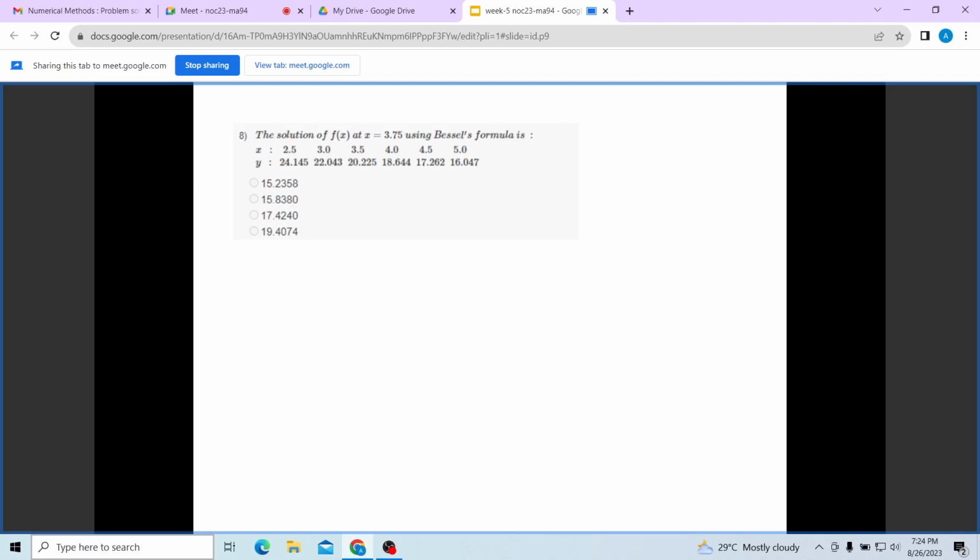19.47, yes, it's correct. The value is 19.4074. Okay. So we'll proceed in a similar way. First, find the difference table. So write the x values, y values, then find the first divided difference, second divided difference, third divided difference, fourth divided difference, and fifth divided difference.